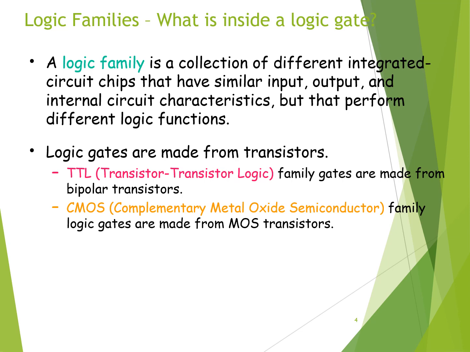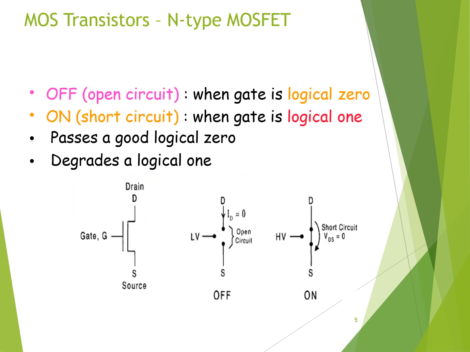So with this introduction about CMOS, we can enter into the basic things. What is CMOS? Basically, CMOS is a combination of PMOS and NMOS. P is P-channel MOSFET and N is N-channel MOSFET. So what are MOS transistors? N-type MOSFET and P-type MOSFET.